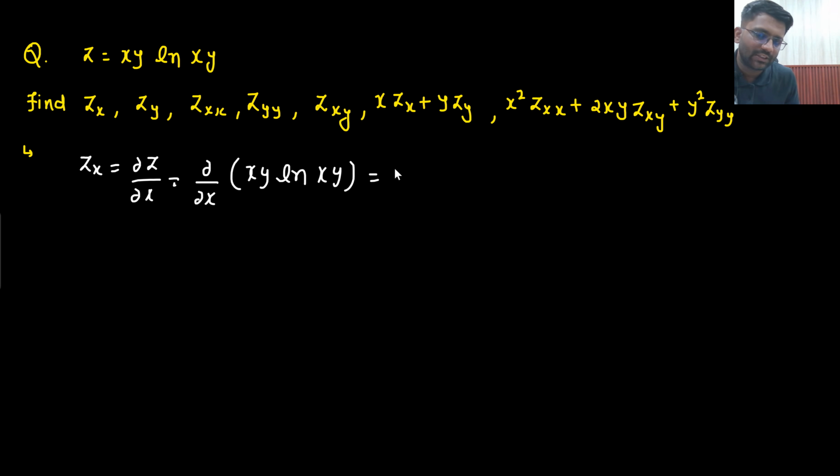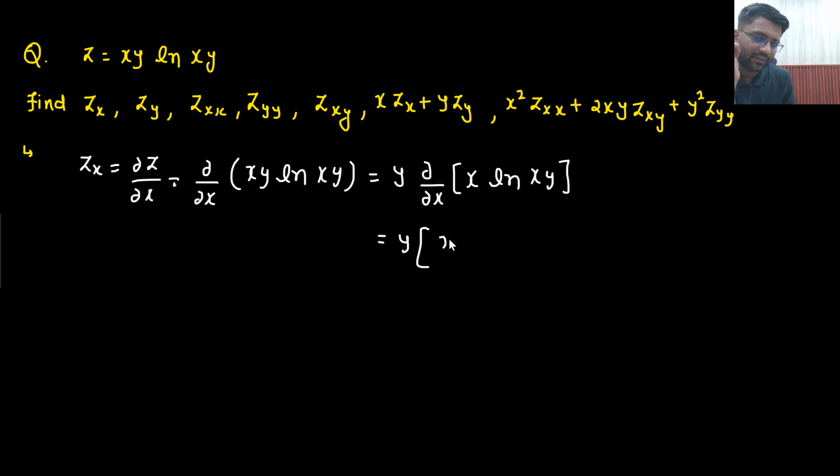So what I will do, this y I can take outside. So del by del x of x into ln xy. Now I will apply u into v. Y as it is, first as it is, differentiation of x as it is, differentiation of ln xy. What would that be? 1 by xy. Then differentiation of xy.